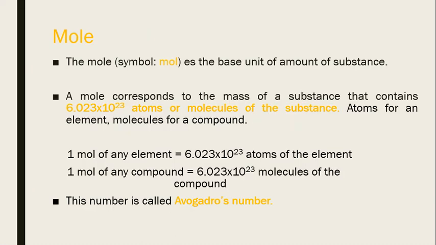Stoichiometry. An important concept is the mole. The mole is the base unit of amount of substance. It's the mass that contains 6.023 times 10 to the 23rd atoms or molecules of a substance. Atoms is for an element and molecules is for a compound. This number is called Avogadro's number.